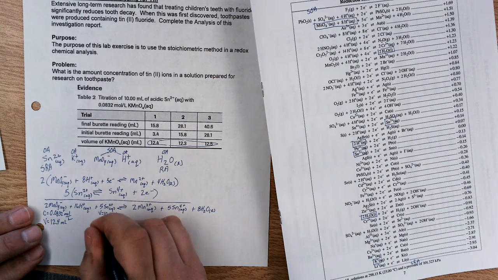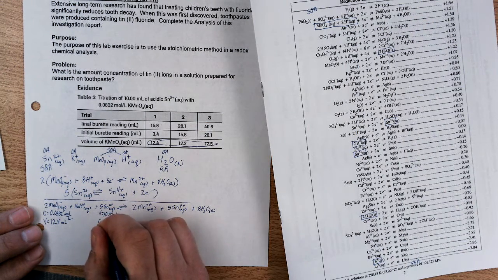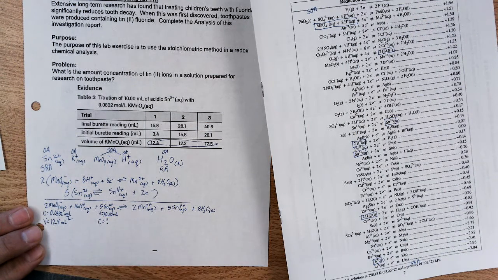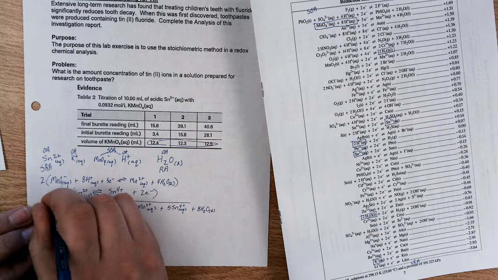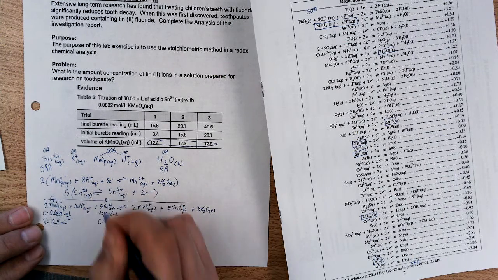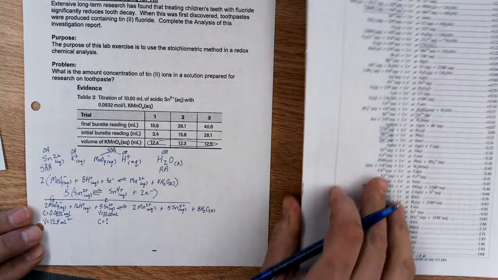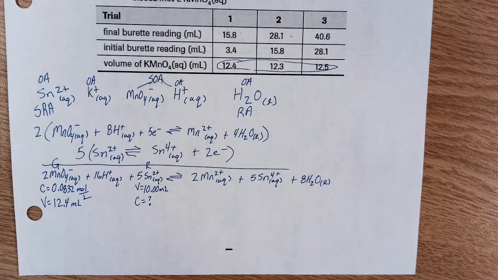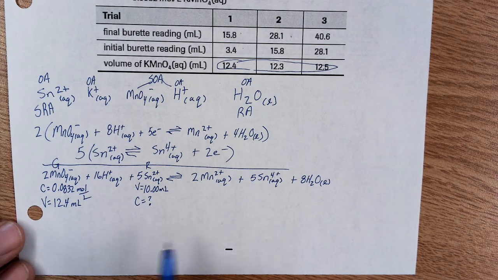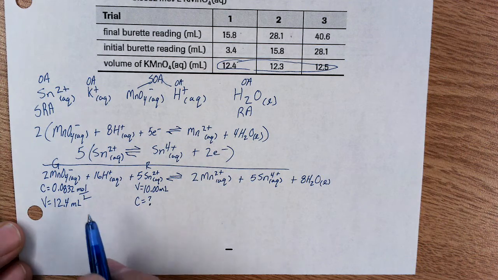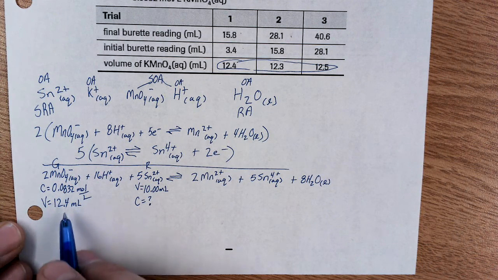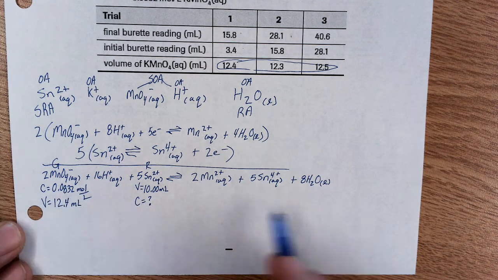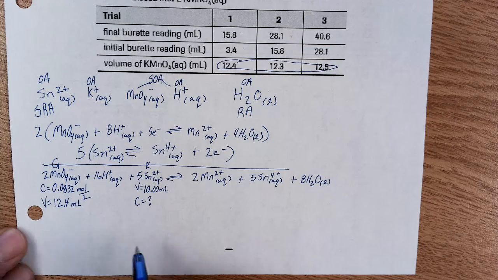And then what we're looking for is the concentration of tin 2. So this is what we're given, and this is what we're required to find. Now we can do our calculations. If we were using our formulas, we would use C equals n over V to solve for n and then go on. I'm going to do it by unit analysis.